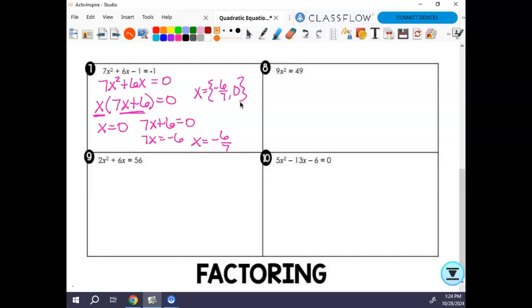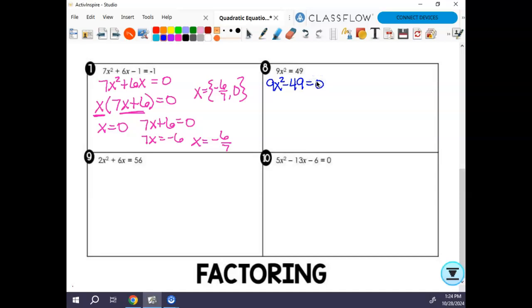All right, so then we have 9x squared equals 49. Now, could you solve this one by taking the square root of both sides right now? Yes, but this is in the factoring section, so we're not going to. It's also much safer when we factor, and I'll show you why. I have a quadratic. I'm going to set it equal to 0. So 9x squared minus 49 equals 0.